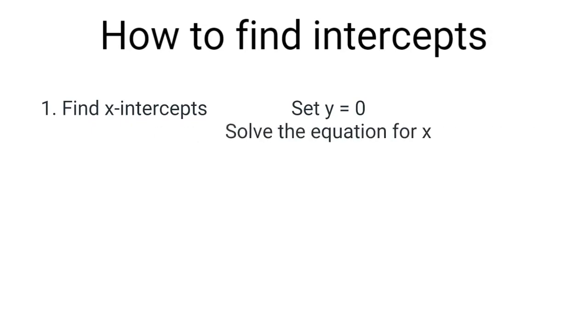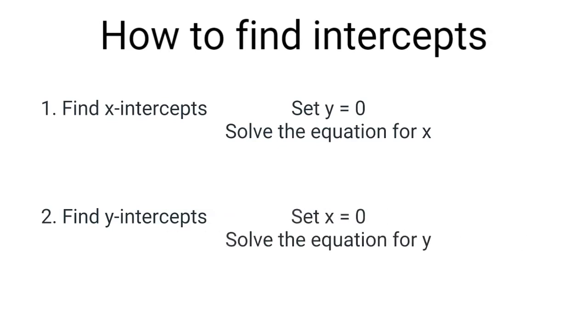We can also find intercepts from an equation. In order to find the intercepts, we're going to do a few different steps. To find the x-intercepts, if any, of the graph of an equation, let y equal 0 in the equation. Then we're going to solve for x. To find the y-intercepts, if any, of the graph of an equation, let x equal 0 in the equation and solve for y.